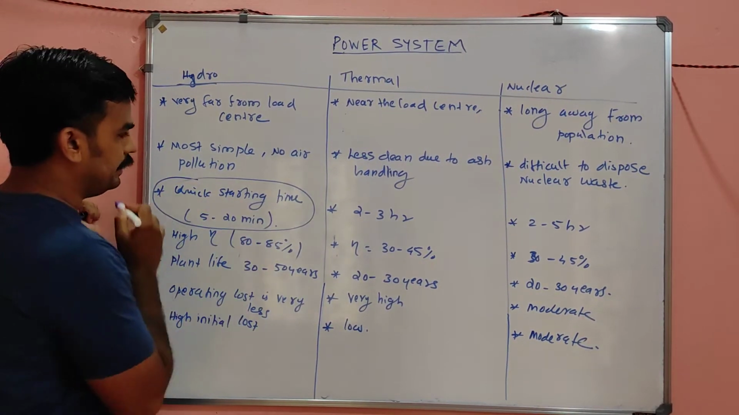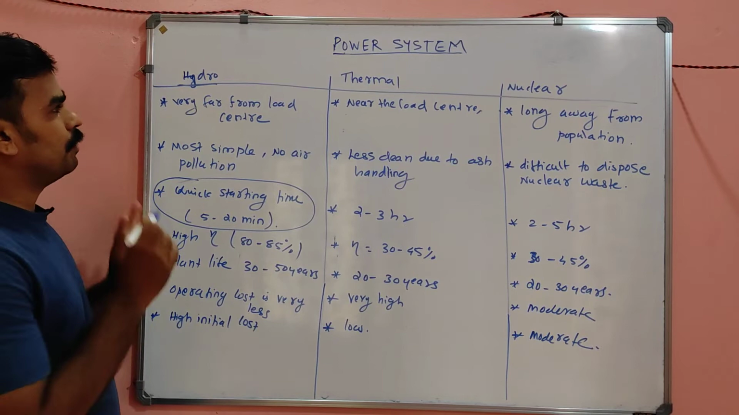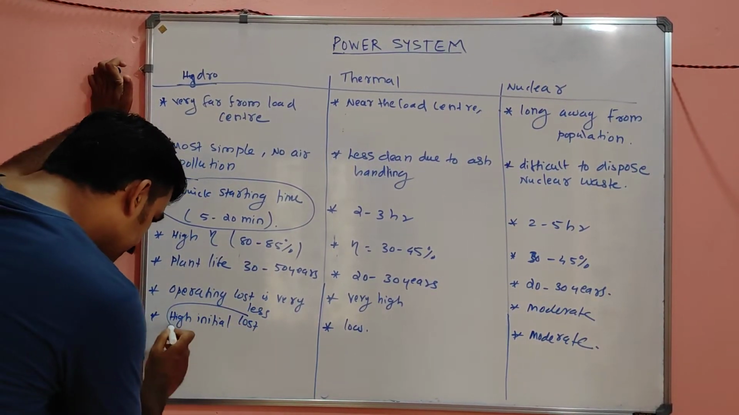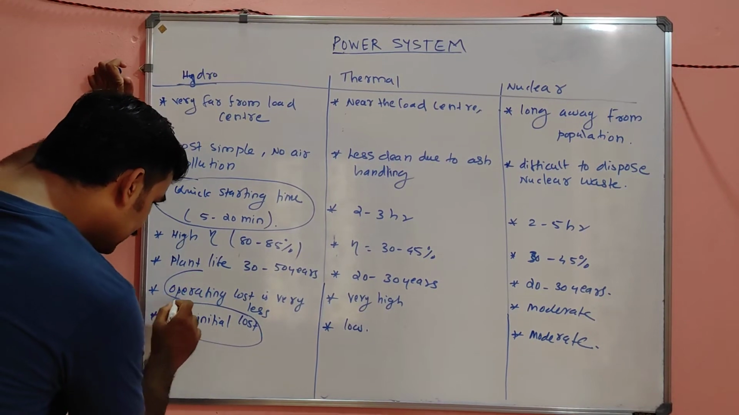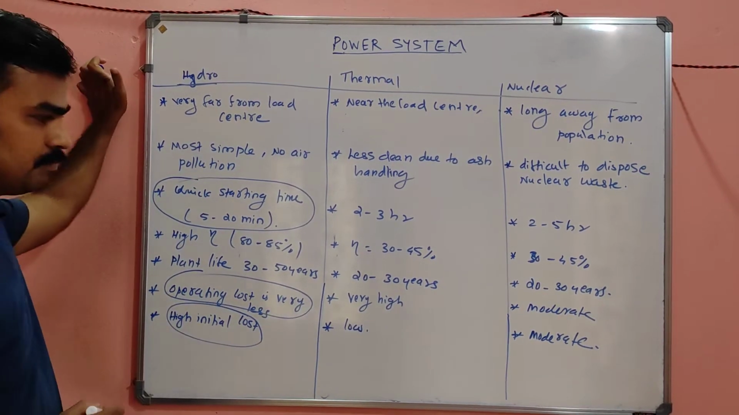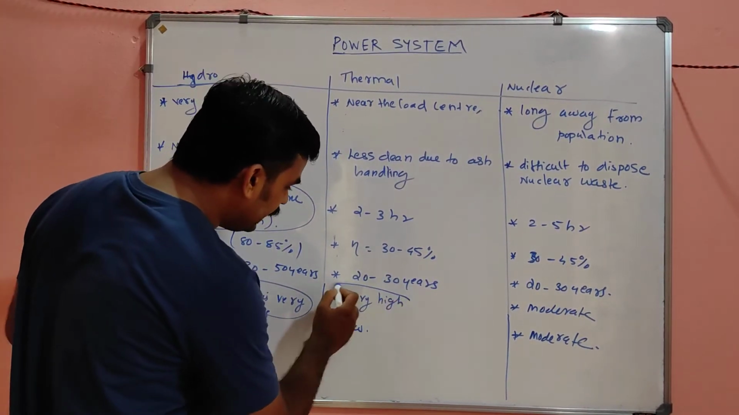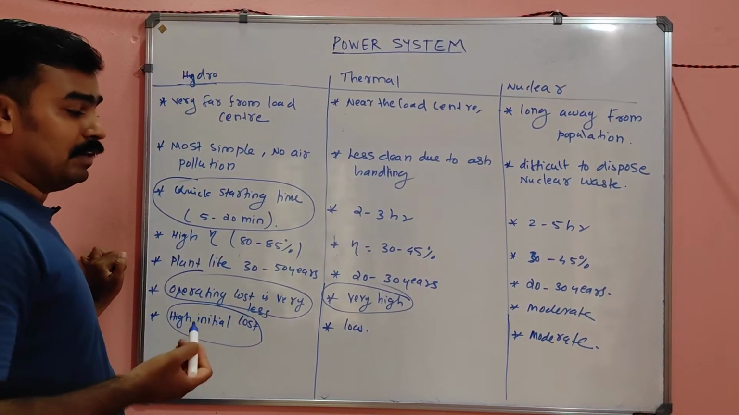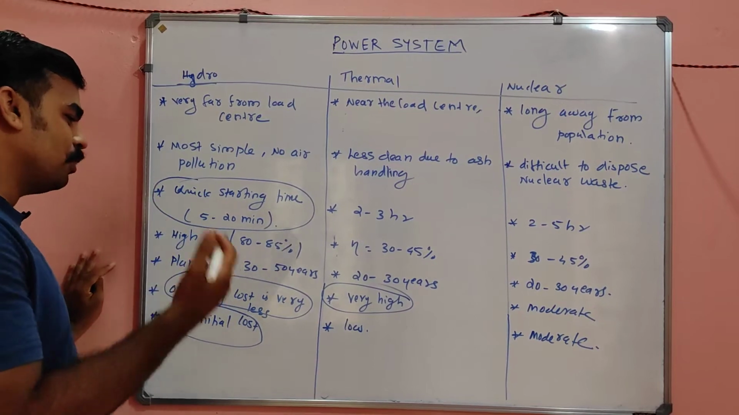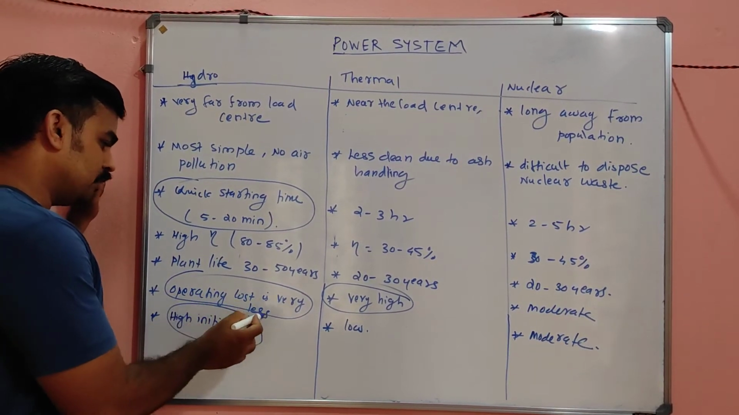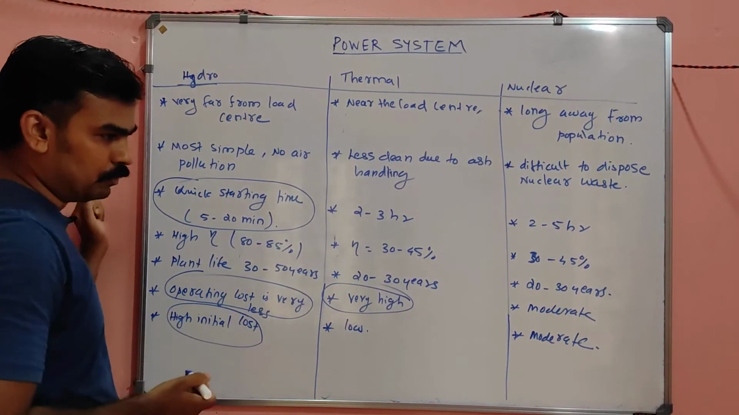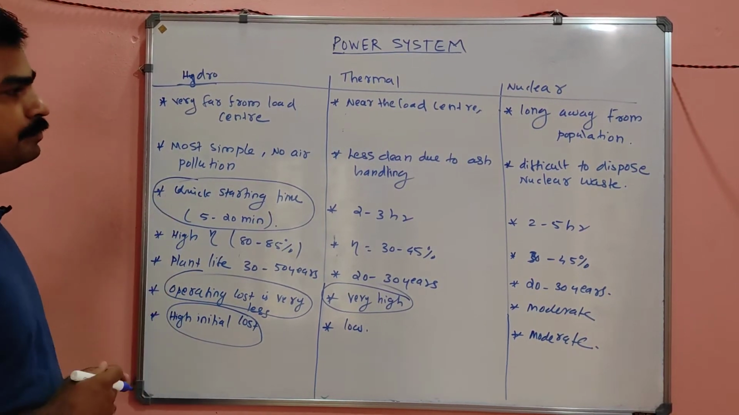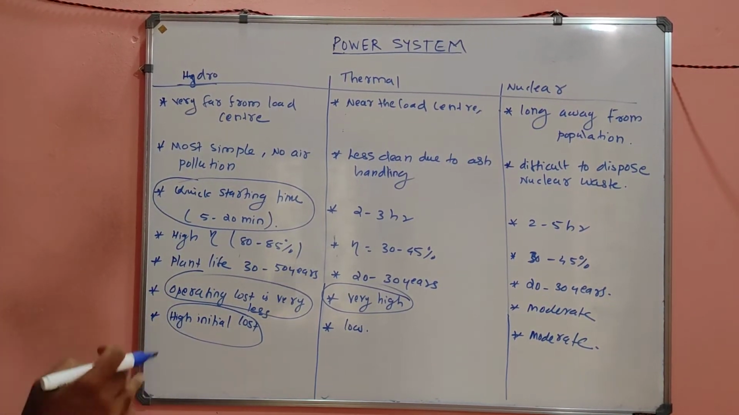Quick starting. Which power plant? Hydro. High initial cost. Least operating cost. High initial cost. So high operating cost. Sorry, high operating cost. Operating cost is very less. Very high operating cost. And that's efficiency.